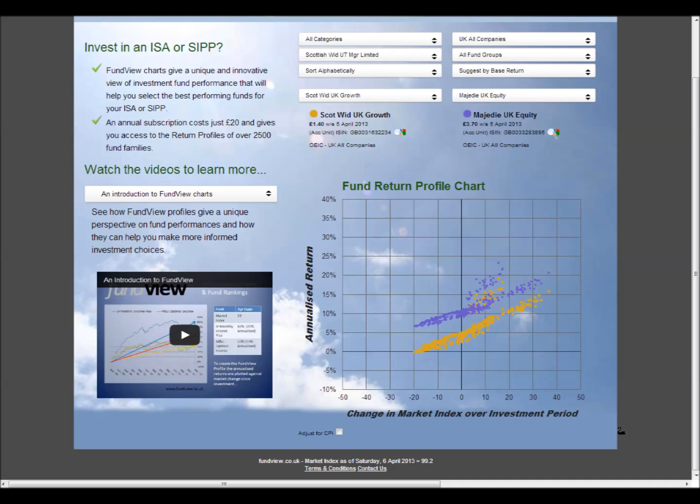Now, we have no desire to promote this fund. There are without doubt funds that would better suit your investment objectives and attitude to risk. But I hope we have shown here how the FundView website gives you a much clearer picture of how investment funds have performed.